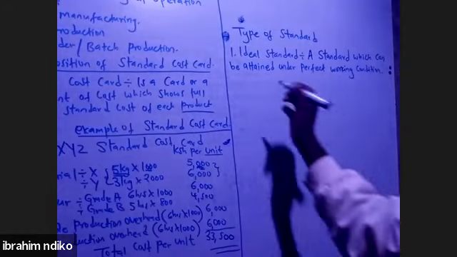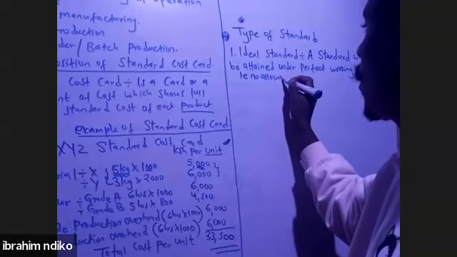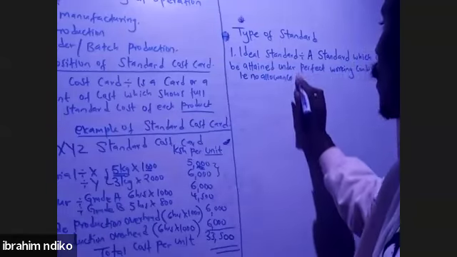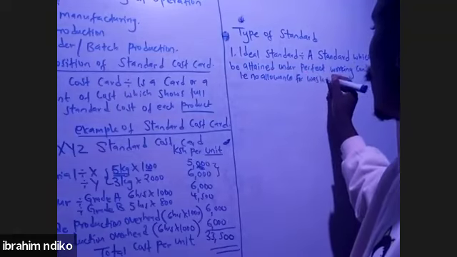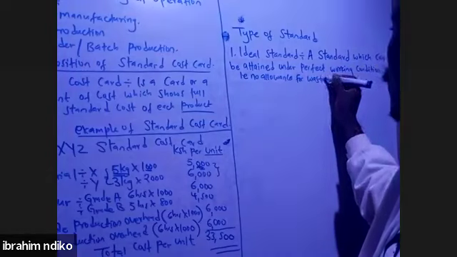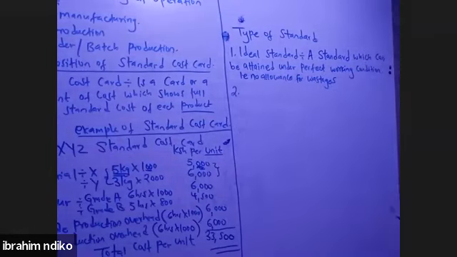That is, no allowance for wastage. No allowance for wastage. I think that is enough, so there is no need to discuss much more. That one can be attained under perfect conditions, so there is no allowance for wastage. Then you have the attainable standard.